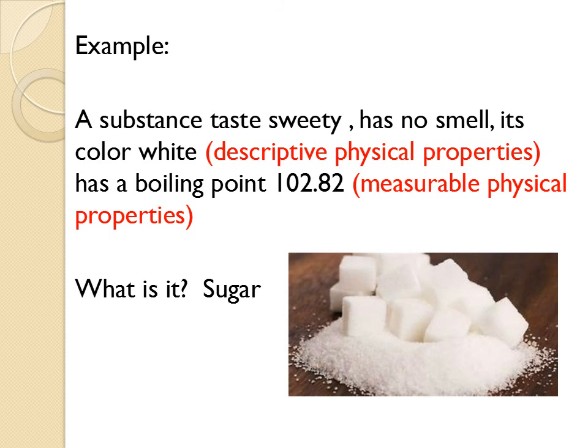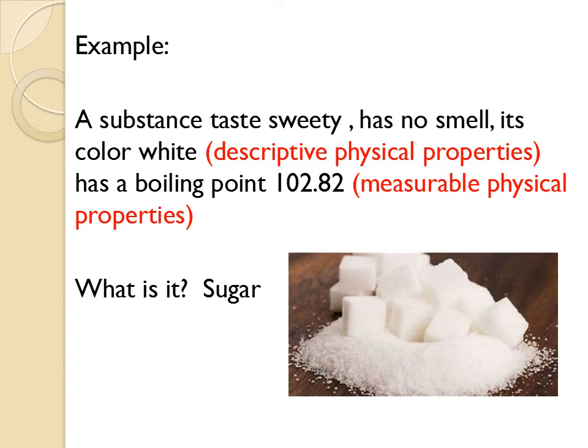Let's read this example. A substance tastes sweet, has no smell, its color is white. So here they are talking about the descriptive physical properties of the unknown substance. Why are they descriptive? Because they are telling us about the taste, about the color, about its smell. So because of that they are called descriptive.